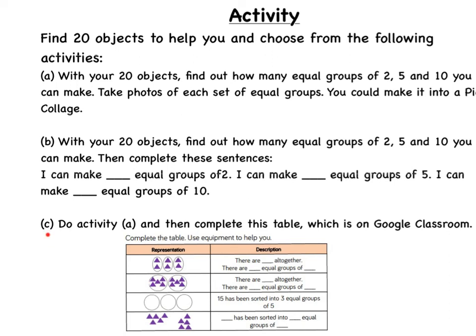For activity C, first of all you need to do activity A and then complete this table here, at the bottom, which is also on Google Classroom. Okay, Year 1, it's up to you to decide which activities you'd like to do.